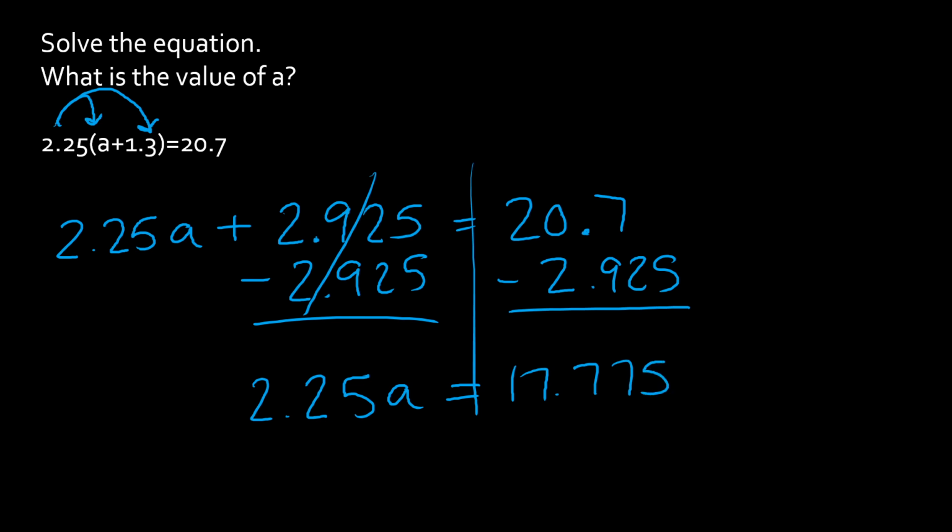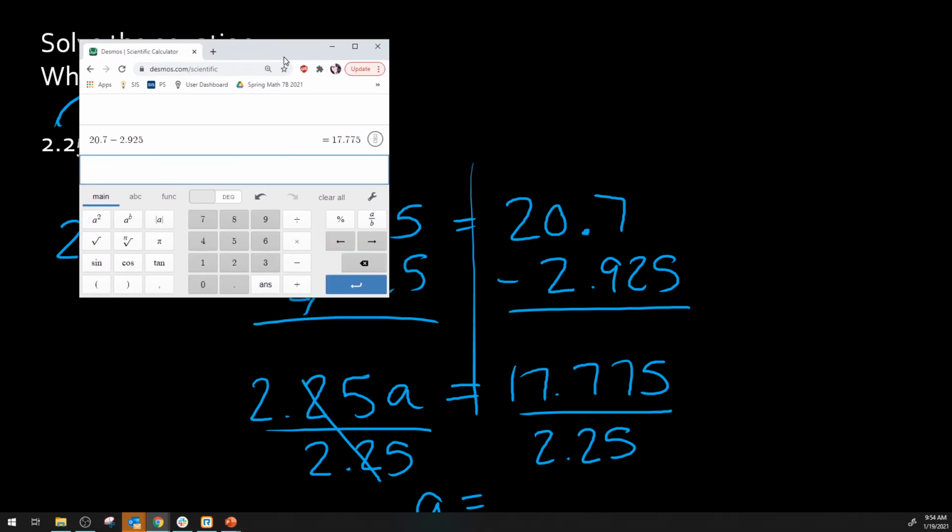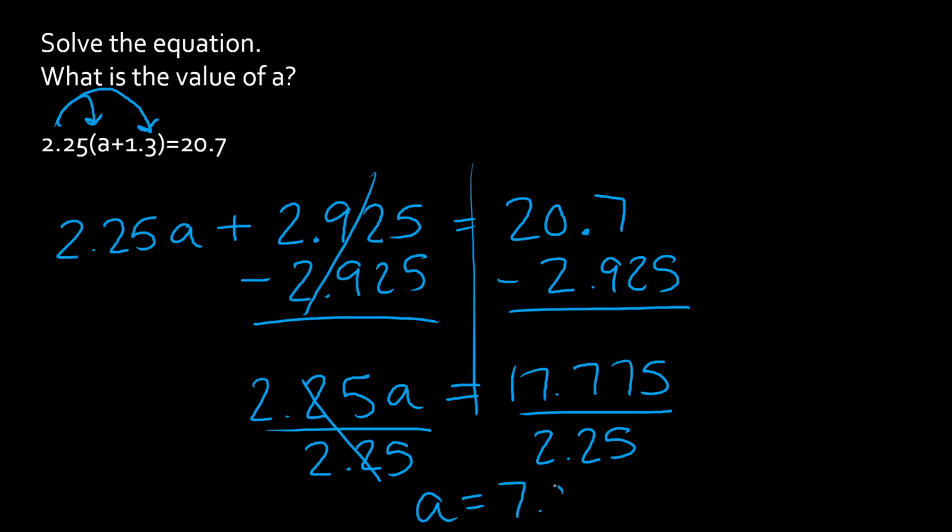Okay, from here, I need to get rid of this 2.25. Opposite of multiplying here is going to be dividing. Let's divide both sides by that. I'm going to type that into my calculator here, so 17.775, and I'm going to divide it by 2.25, which gives me 7.9. So here a is going to be equal to 7.9. Now again with the decimals, remember that as long as we know where we're subtracting, what opposites we're doing, we can always type it into a calculator just to double check our answers.